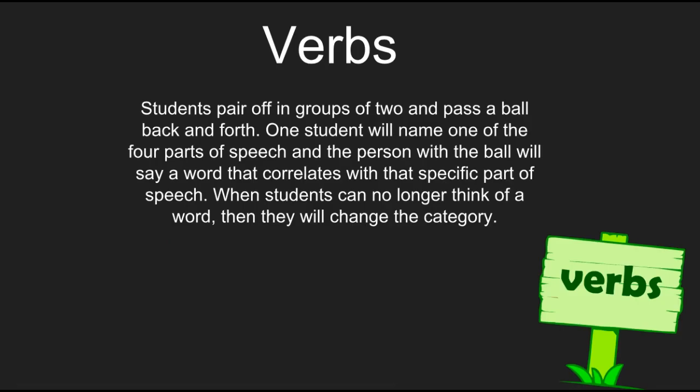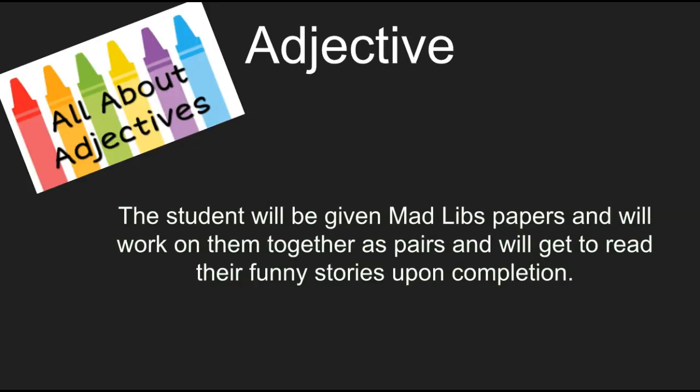Okay, so then the second group will be the verbs. For this activity, we have the students pairing off into groups of 2, and they will pass the ball back and forth between each other. One student will name one of the 4 parts of speech, and then the other person with the ball will say a word that correlates with that specific part of speech. And then when they can't think of a word anymore, they will change the category to the next part of speech.